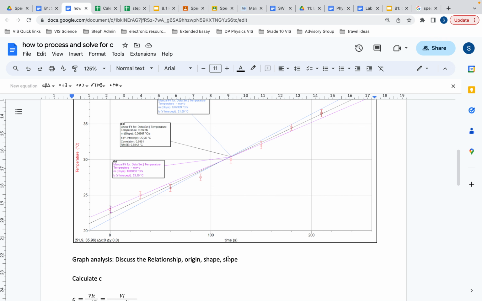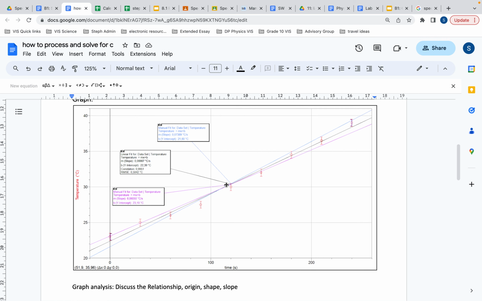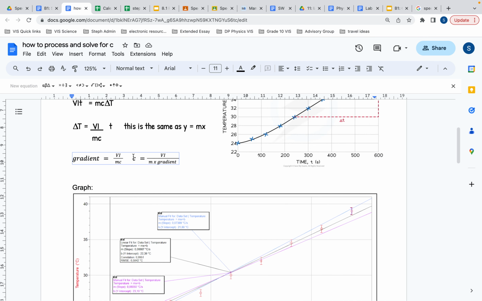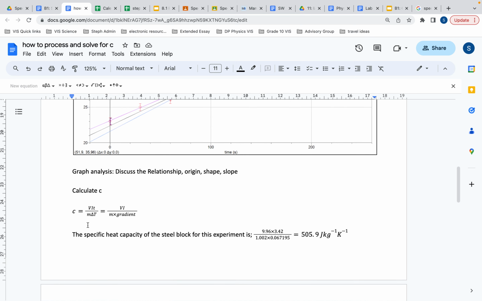And then we also want to mention our slope. When I talk about the slope, it's about the gradient. How much does it increase each time? How can I use that gradient to comment on the specific heat capacity? So in this case, we're going to show that calculation, and we're going to calculate C in our graph analysis. So in this case, our VIt over m delta T, and again, VI over m times the gradient.